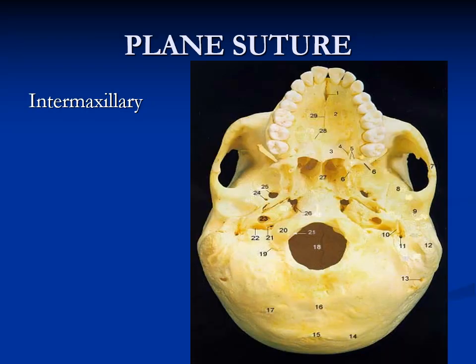Here you can see the plain suture, typically seen in the intermaxillary and interpalatine sutures, the suture between two maxillae and between two palatines. Here I am showing you the interpalatine suture. This is the palatine bone, and this is the palatine process of the maxillary bone. You can see perpendicular plain edges of both bones making the union and articulation. This is the typical variety of plain suture.